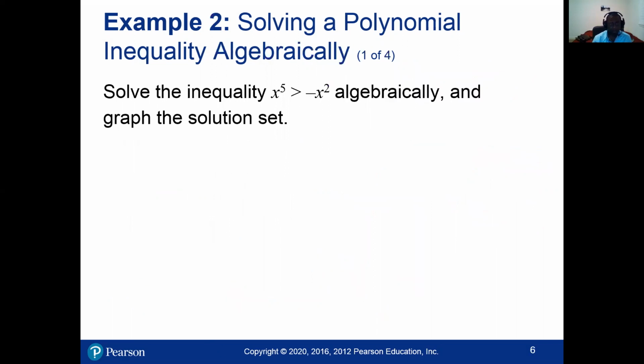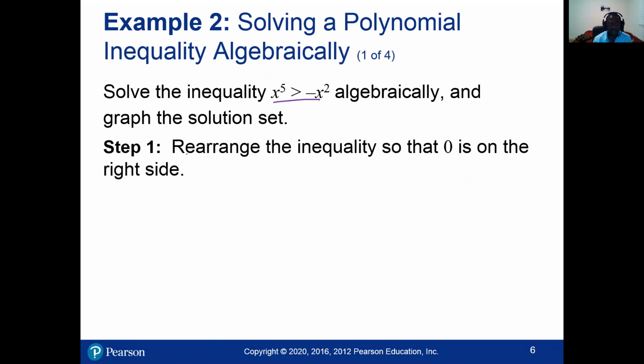Okay. Now here's another example. We want to solve this inequality algebraically: x to the 5th greater than negative x squared. Okay, and then we'll graph the solution set. Okay, step 1, rearrange and then simplify. So rearrange the inequality so that 0 is on the other side, and then we'll simplify if necessary.